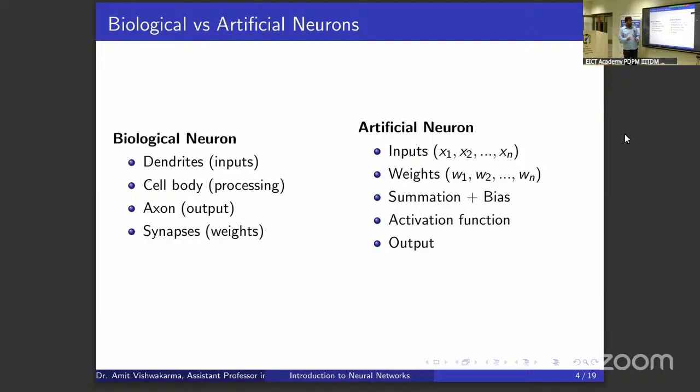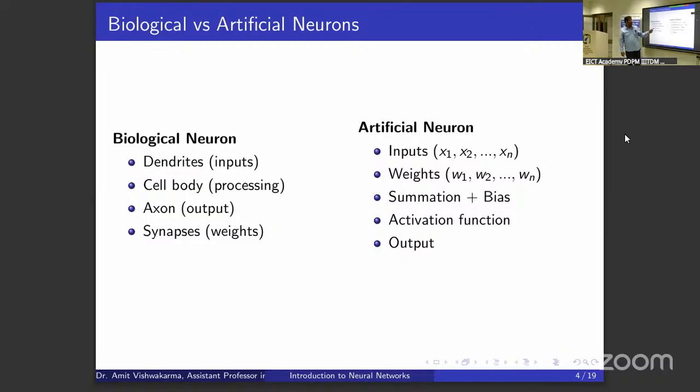Okay. So if I summarize, the dendrite input is multiplied with synapse weights and processed at the cell body. And then we get the output as F. Now this is the biological thing. So almost a similar type of concept we applied for the artificial neuron.